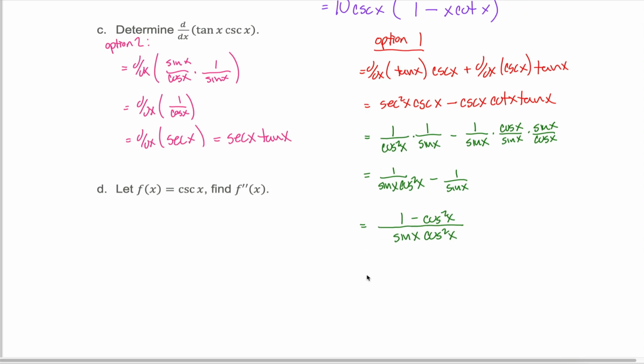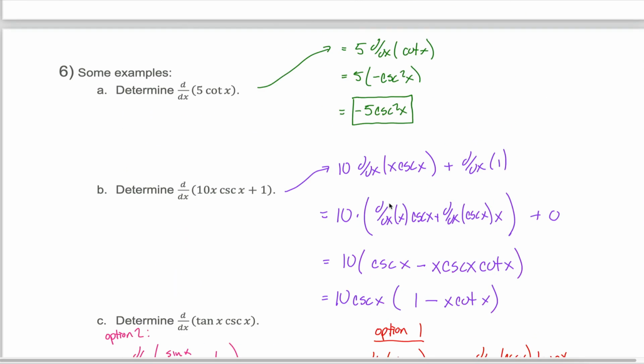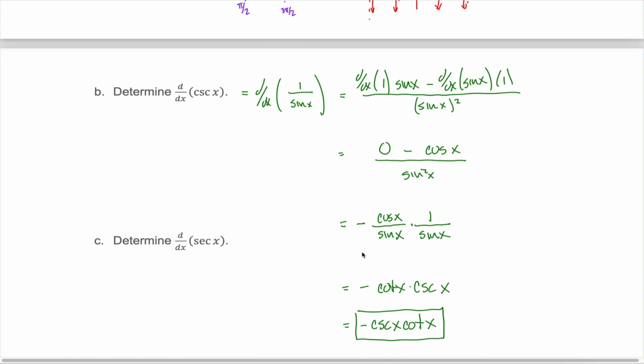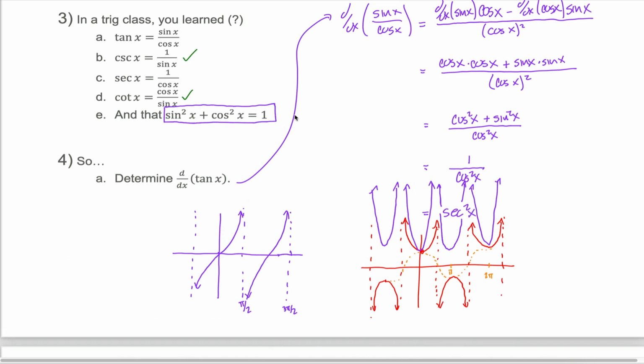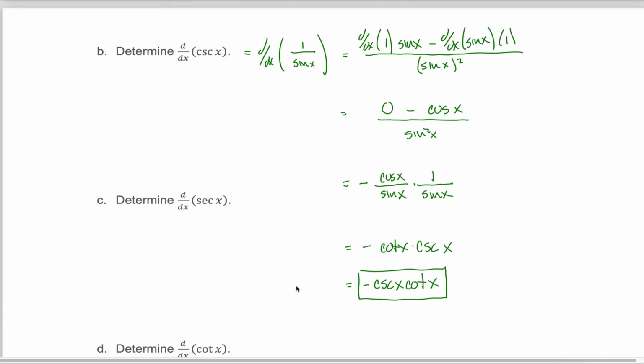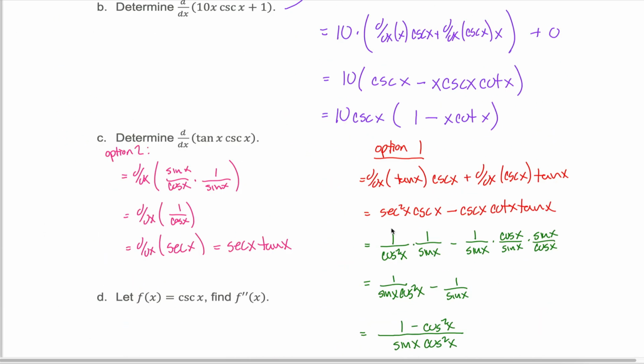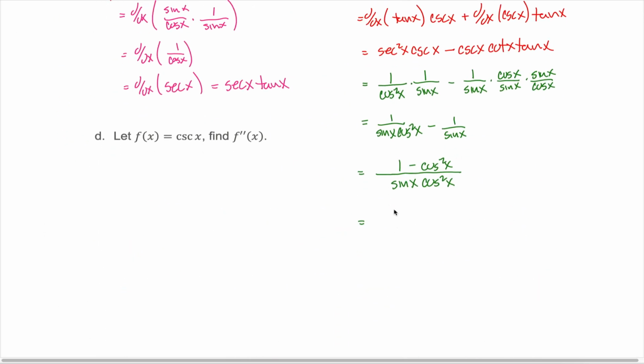1 minus cosine squared x, is that a thing? Yeah, it's absolutely a thing. Come back up here to your Pythagorean identity. Think about what would happen if you subtracted cosine squared from both sides. You'd have 1 minus cosine squared on the right side, and you'd have sine squared on the left side. What I'm saying is 1 minus cosine squared x is the same as sine squared x. So I get sine squared x over sine of x cosine squared x.